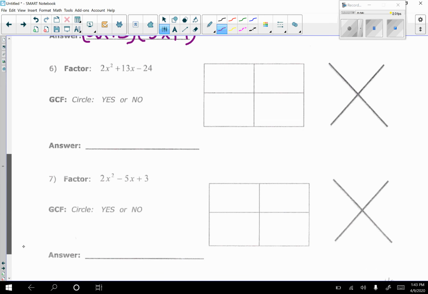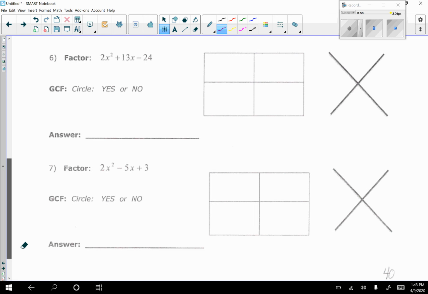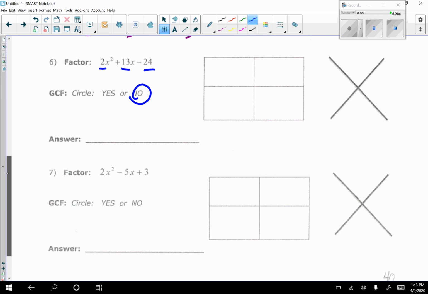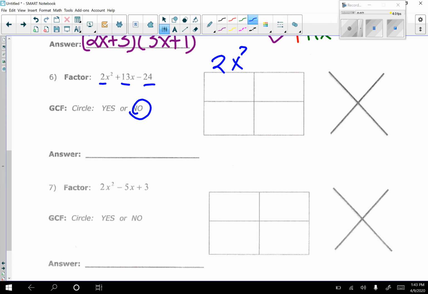All right, so I'm going to do a couple more with you. Don't you worry. So let's start on this one. Is there a GCF is my first question. Can I divide all these by 2? No, 13 doesn't divide by 2. So then I need to set up my factor box. So I'm going to set up 2x squared, 13x down here, and negative 24 up here.